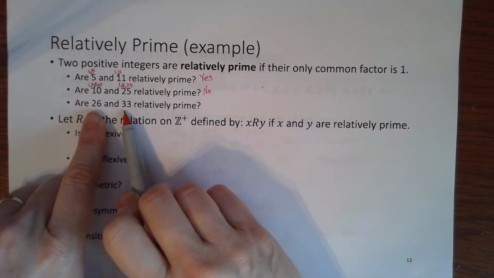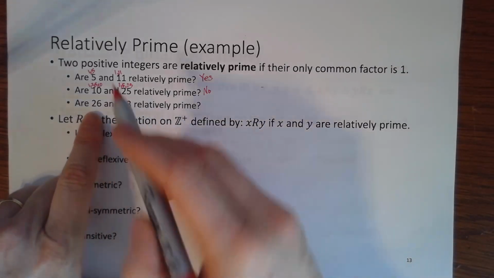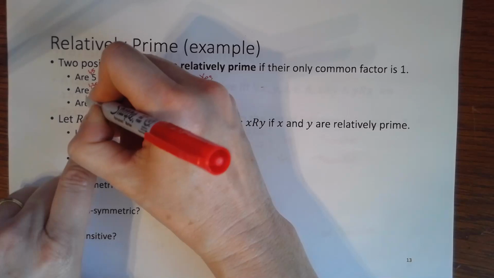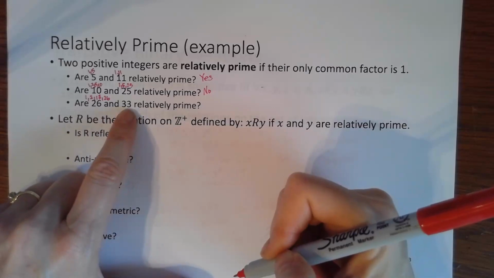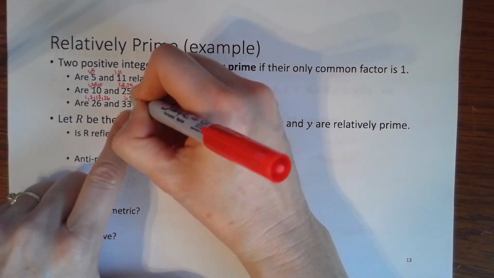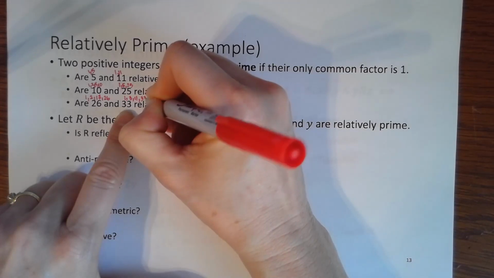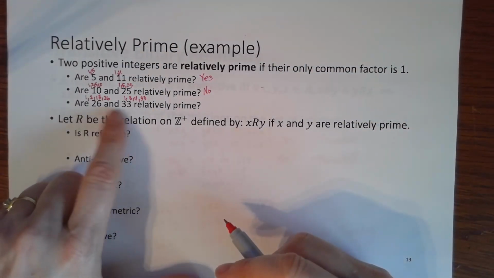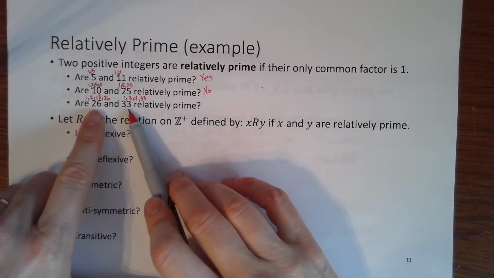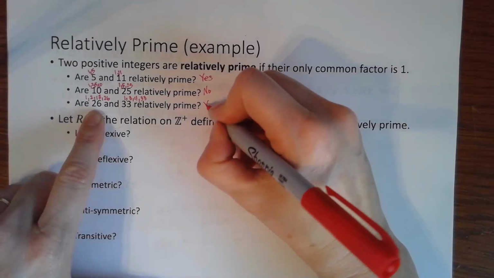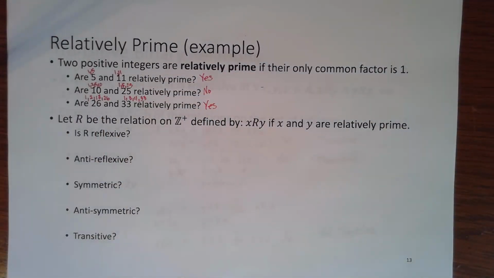Now if we look at these two, 26 and 33, the factors of 26 are 1, 2, 13, and 26. The factors of 33 are 1, 3, 11, and 33. Neither of these are prime numbers, but their only common factor is 1. So these two numbers are called relatively prime. They don't share any factors besides 1. It doesn't mean that the numbers are prime, just that with respect to each other, they are relatively prime. Okay, so that's relatively prime.